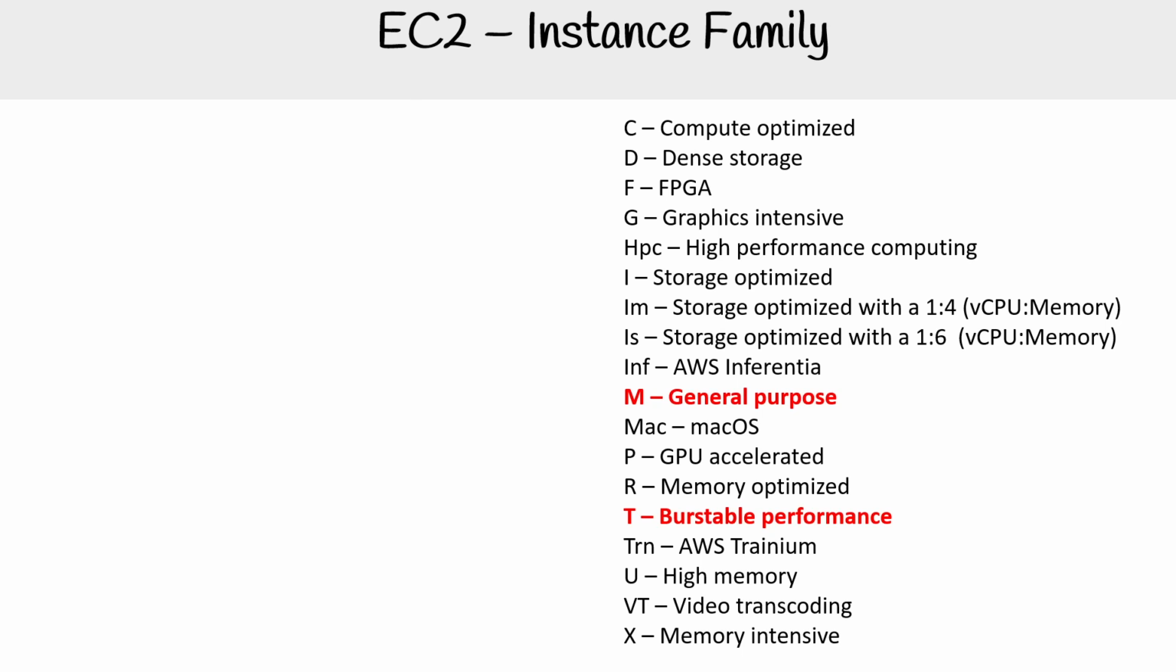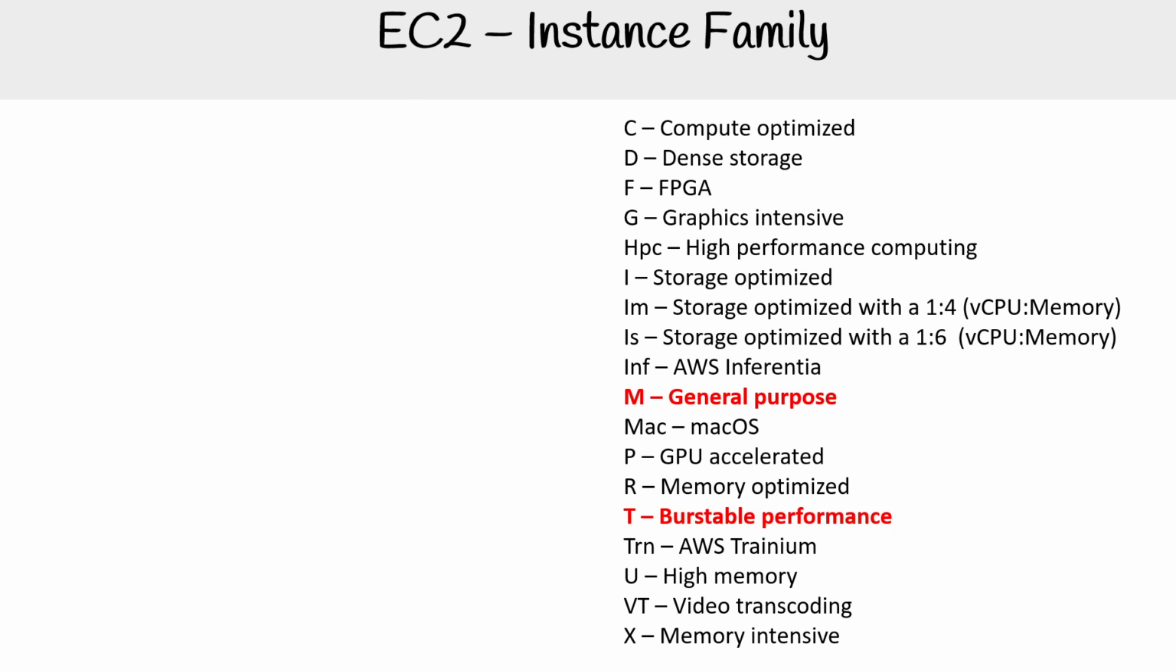I don't even know how to say it, but it's for inference for machine learning. That's a special chip that AWS has produced. General purpose, Mac, which you can run Mac OS, which is pretty cool. GPU accelerated, memory optimized, burstable performance. Trainium, which is for training machine learning because it has special hardware for that, high memory, video encoding, memory intensive.